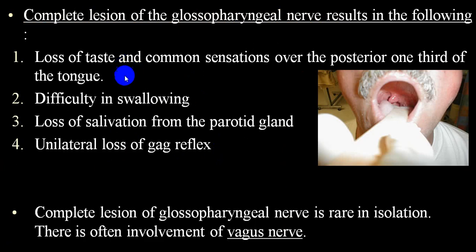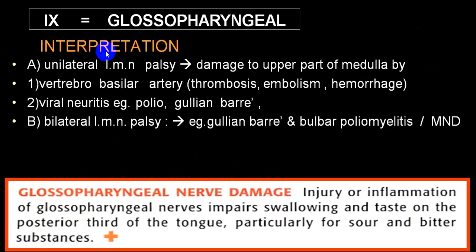So, loss of taste sensation from the posterior one third of the tongue, difficulty in swallowing, loss of salivation, and unilateral loss of gag reflex will be peculiar in case of glossopharyngeal nerve palsy. In interpretation, for unilateral lower motor neuron palsy, there will be damage in the upper part of the medulla, either by vertebrobasilar artery thrombosis, embolism or hemorrhage, or, less commonly, maybe by poliomyelitis or Guillain-Barré. In Guillain-Barré, it will be bilateral damage. In poliomyelitis, it is usually asymmetrical.